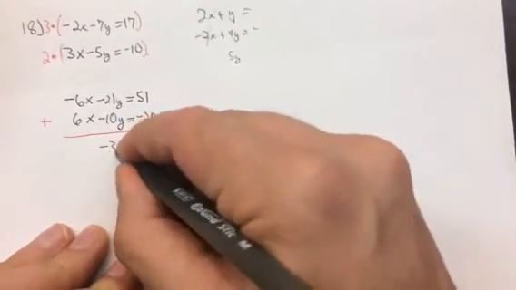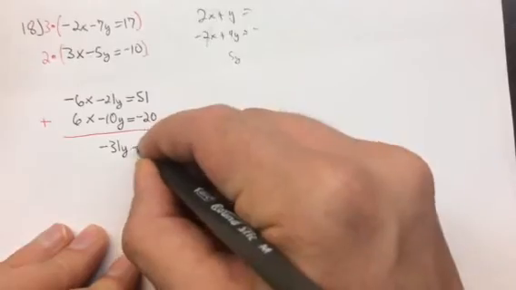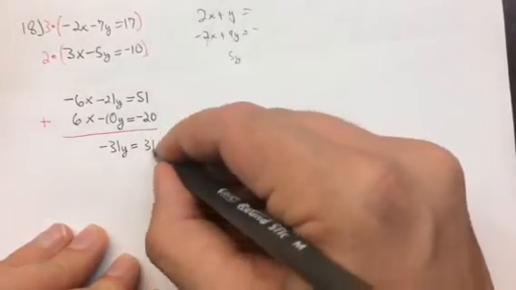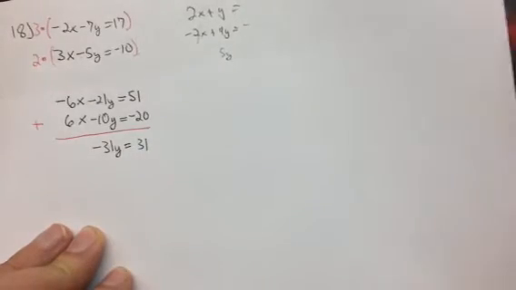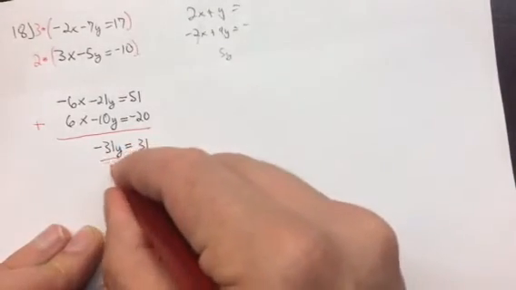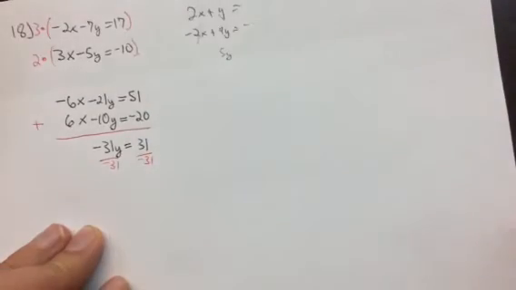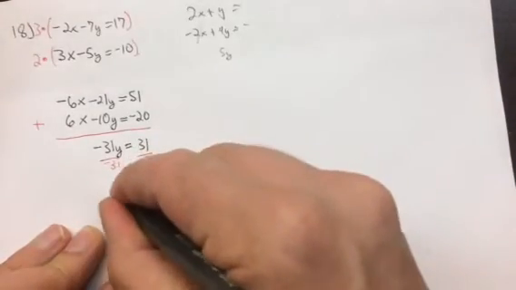And when we add together, we get negative 31y equals 31. Notice that the x's canceled out. That was the whole point, to just get y's. And we can divide both sides by negative 31 to get y is negative 1.